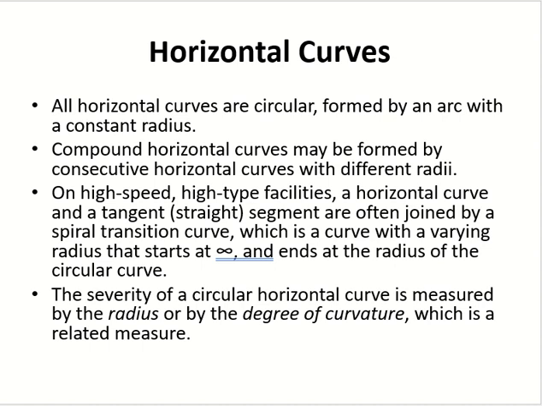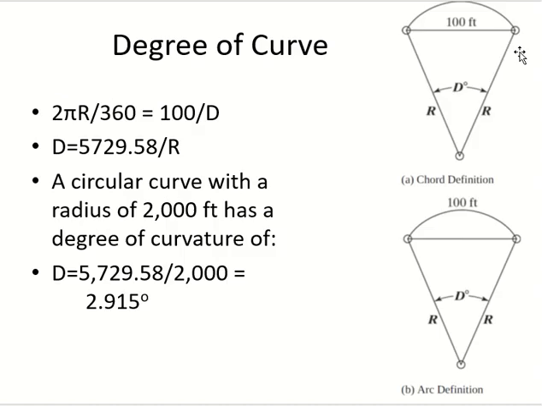There are two things which are important for the circular curve. One is called the radius, the other one is called the degree of curvature. Radius and degree of curvature are both related to each other. When you increase the radius, it has an effect on the degree of curvature as well. Now what do we mean by degree of curvature?